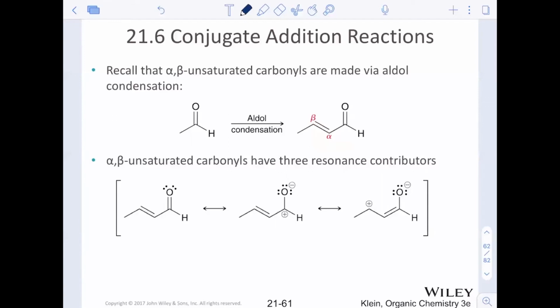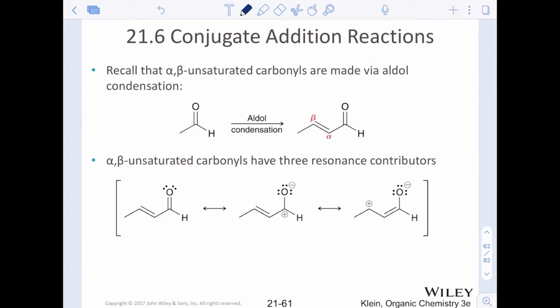Moving on to conjugate addition reactions. So we're going to remember our aldol condensation reactions can form alpha beta unsaturated carbonyls. Now we want to react these alpha beta unsaturated carbonyls. We want to do conjugate addition reactions, adding to the conjugated pi bond.